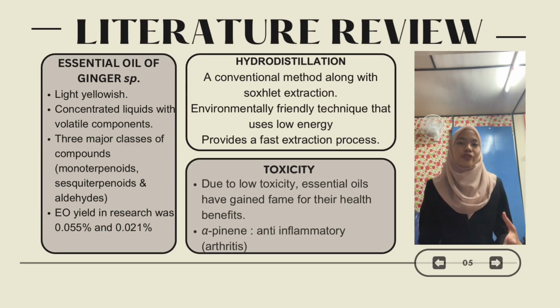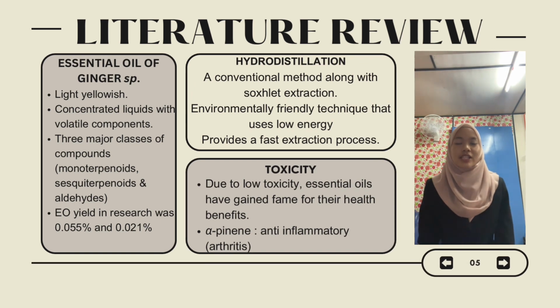For the literature review, the essential oil of ginger is light yellowish in color. The material is a concentrated liquid with many volatile compounds. From the research, the essential oil yielded was 0.055% and 0.021%. There are three major classes of compounds found in the essential oil, which are monoterpenoids, sesquiterpenoids, and aldehydes.